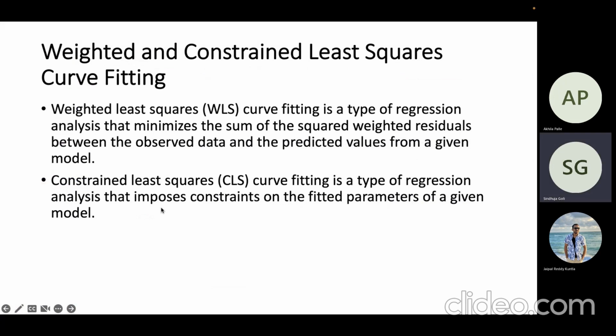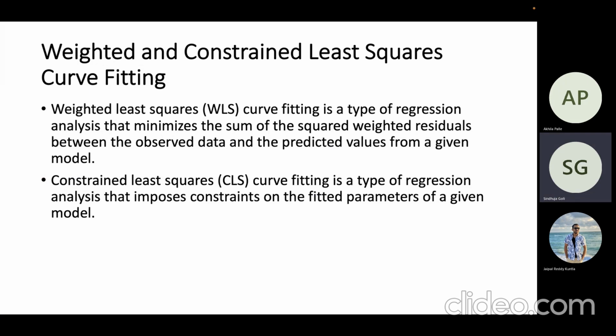Hello everyone. Today I'm going to be discussing weighted and constrained least square curve fitting. Weighted least square curve fitting is a type of regression analysis that minimizes the sum of the squared weighted residuals between the observed data and the predicted values from a given model. The weight factor is usually determined by the inverse variance of each data point, which gives more weight to data points with smaller variances and less weight to data points with larger variances.